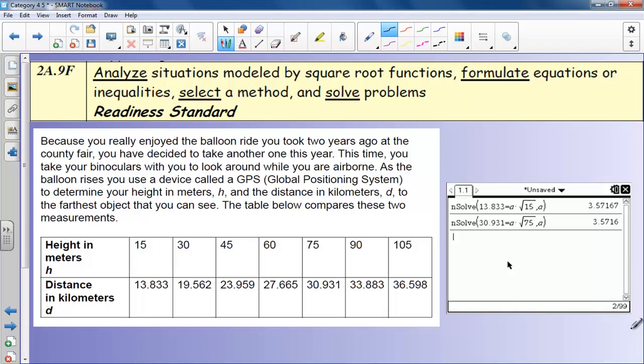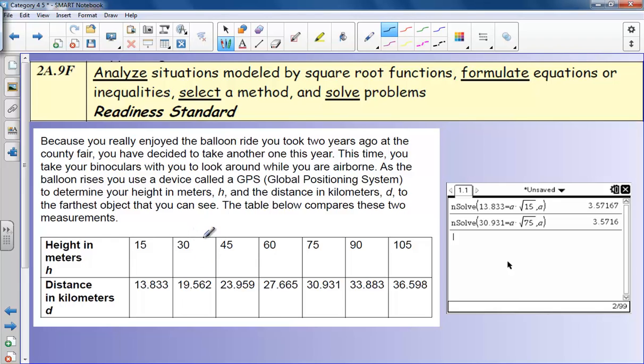But here's the thing, look at what we have here. Analyze situations modeled by square root functions. Didn't we just do that? Formulate equations, that's the only thing I see here that's kind of new. Select a method for solving, we did that. And solve problems. And somewhere in all of this, my page for inequalities got lost. So I'll go back in a second and let's just talk about how to solve inequalities as well. But the only thing on here that I can see that we haven't specifically looked at is formulating equations. And so let's look at this situation here.